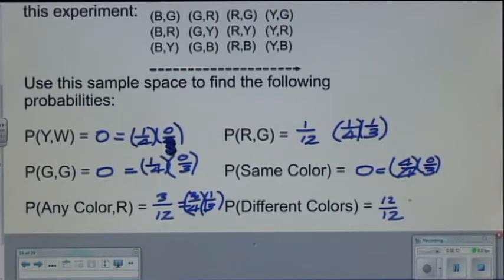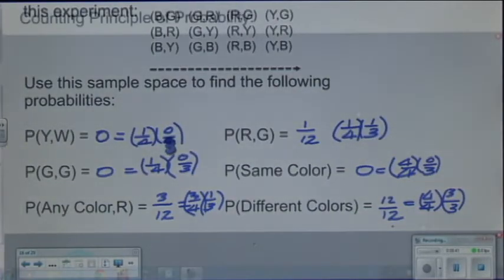And finally, how about different colors? Well, in the first draw, there are 4 ways out of 4 to pull a color, and there are how many ways left over for the second draw? Well, there are 3 marbles left and 3 different ways that they will be a different color, which of course gives us 12 out of 12. So our multiplication method appears to work.